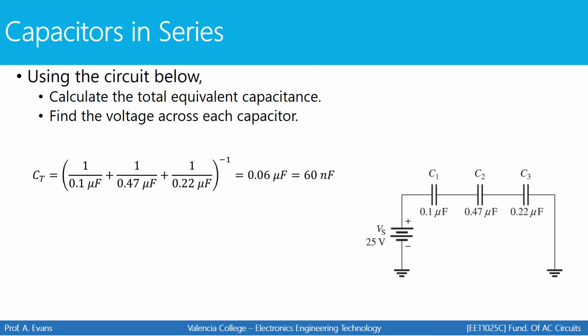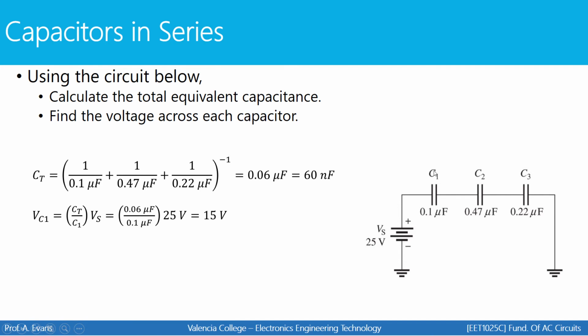So we can combine these three capacitors using the equation shown a few slides ago, and you'll get that the equivalent capacitance is 60 nanofarads. Next, we can set up a voltage divider using the voltage divider equation for capacitors in series. So we're going to take the total capacitance. We're going to divide that by the capacitance of the particular capacitor we want the voltage drop for, and then multiply by the source voltage.